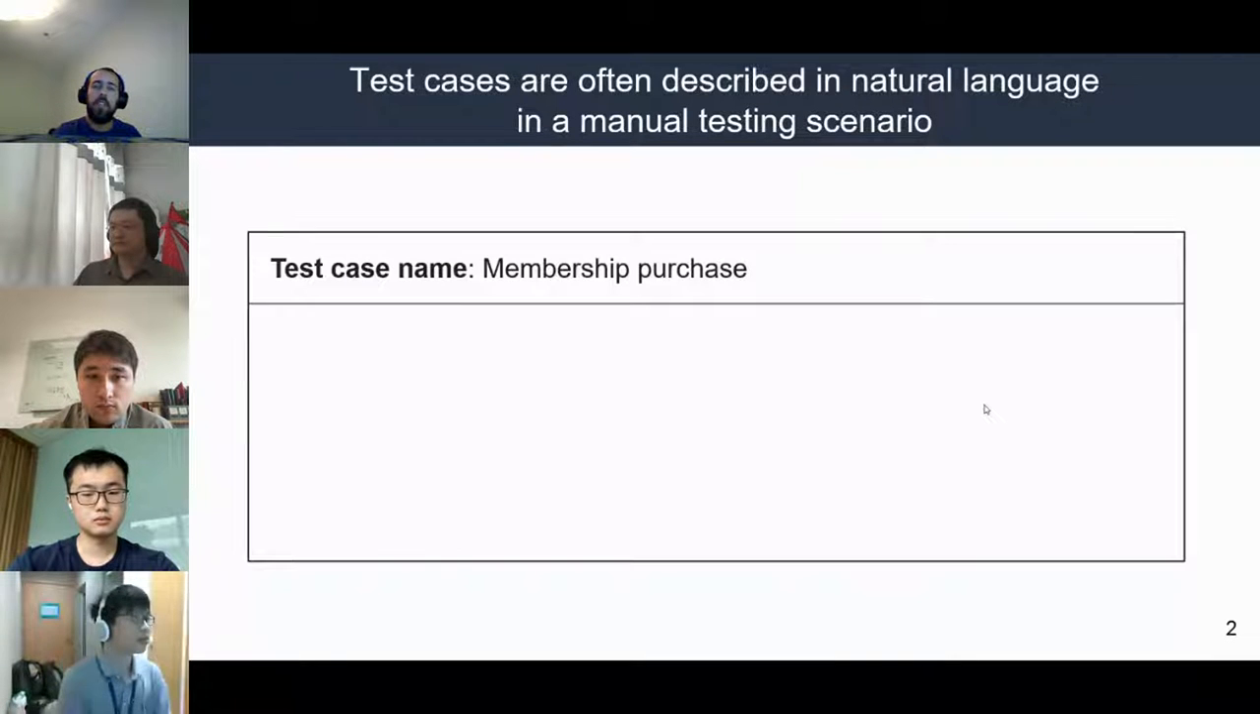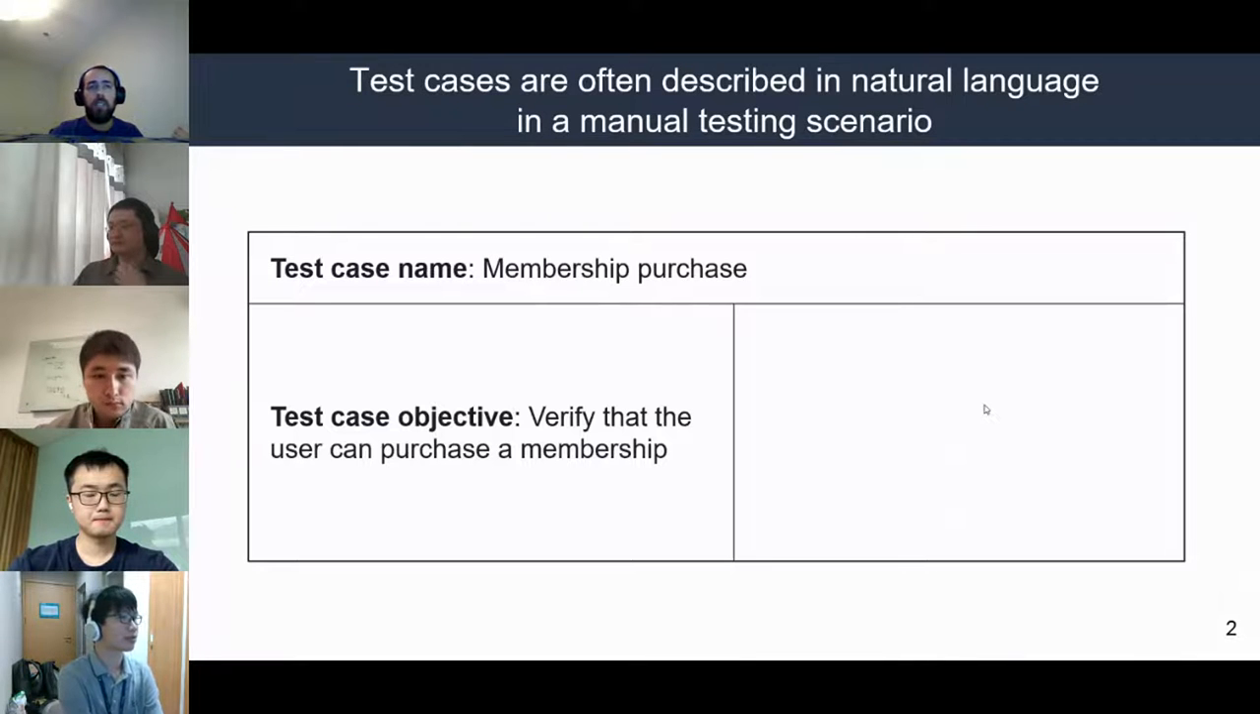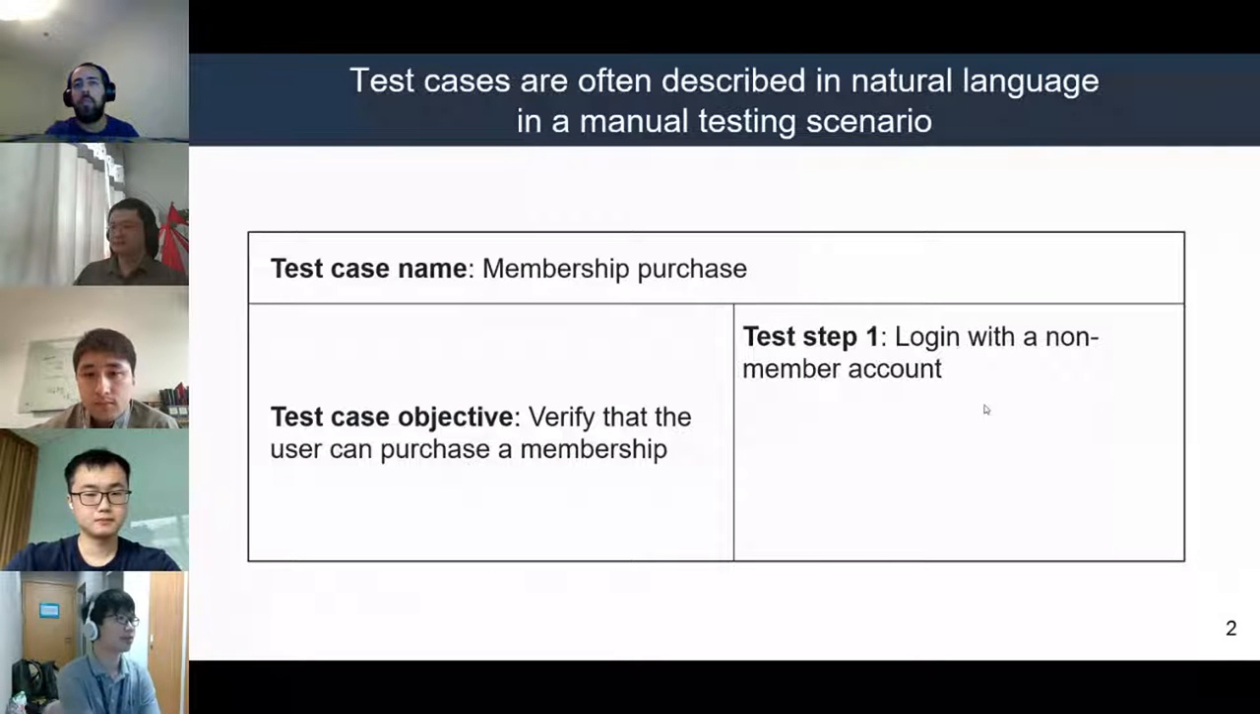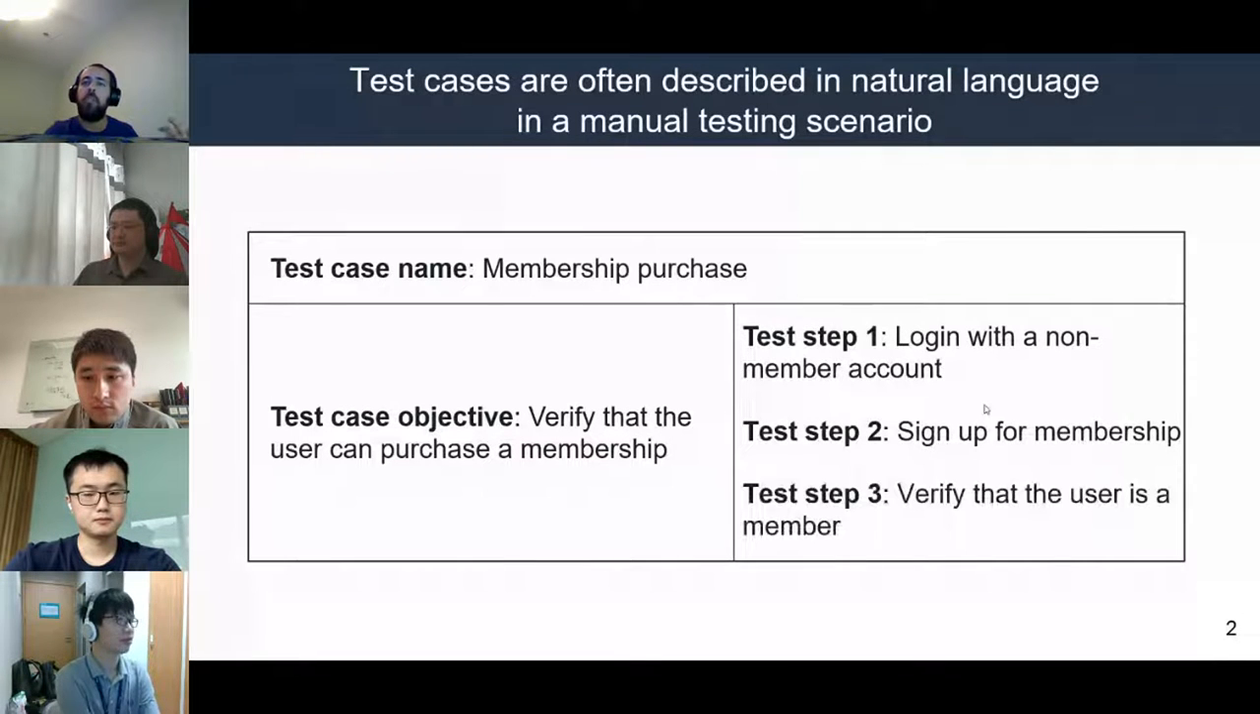And this is a typical example of a natural language test case. It might have several fields. In this case, you can see it has a name, membership purchase. It might also have an objective. In this case, it is to verify that the user can purchase a membership. And it might have one or more steps, which are basically direct instructions that the tester needs to execute to achieve the testing goal. In this case, you have 3 steps. The first one is login with a non-member account, then sign up for membership and verify that the user is a member. So this is a typical example of a test case in natural language that we use in our work.